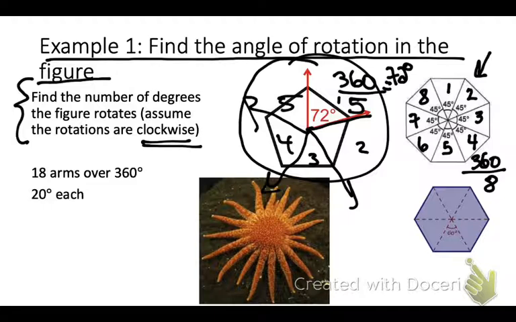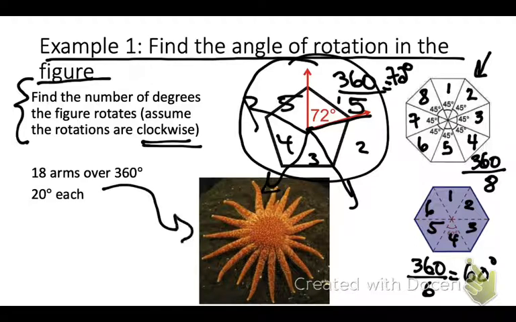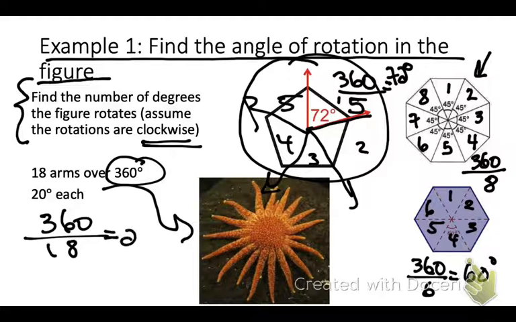Here we have another example. So we have 1, 2, 3, 4, 5, 6. So 360 divided by 6 gives you 60 degrees of rotation. So we're going to look at Mrs. Miller's crazy sea star. And there's 18 arms, and it's over 360 degrees. So if we do the math, each rotation should be about 20 degrees.